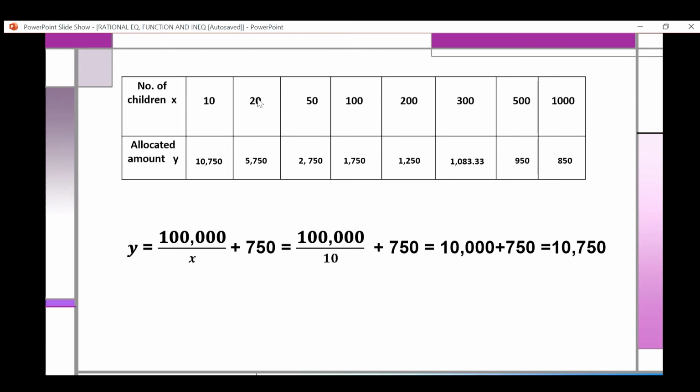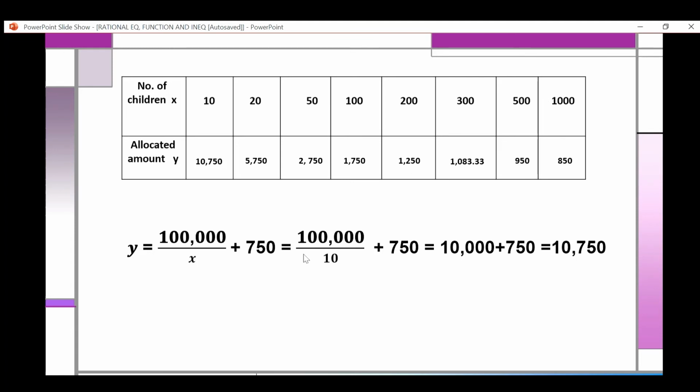Okay. So, if ang input natin or ang number of children natin is 20, therefore, substitute lang natin dito 100,000 over 10. Yung 10, papalitan na natin ng 20. Dito na tayo sa pangalawa. Okay, so 100,000 over 20 plus 750. Ayan. So, we will have 5,000 plus 750. So, we will have 5,750. And so on until you complete dito sa 1,000.